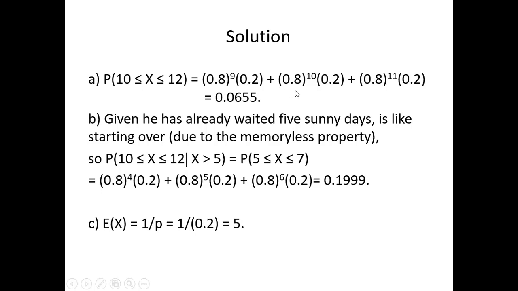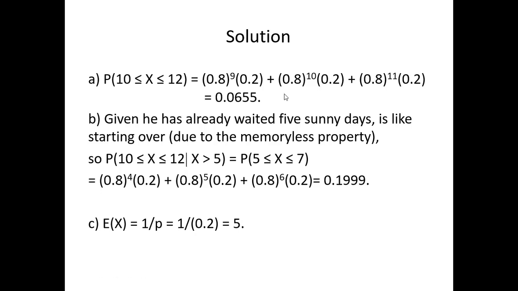Okay. The probability X is equal to 11 is set up looking very similar to what we had. It's just a different exponent here: 0.8 to the 10th times 0.2. And then finally, we have to add 0.8 to the 11th times 0.2. So when we work these out and add them all, here's our number, 0.0655.